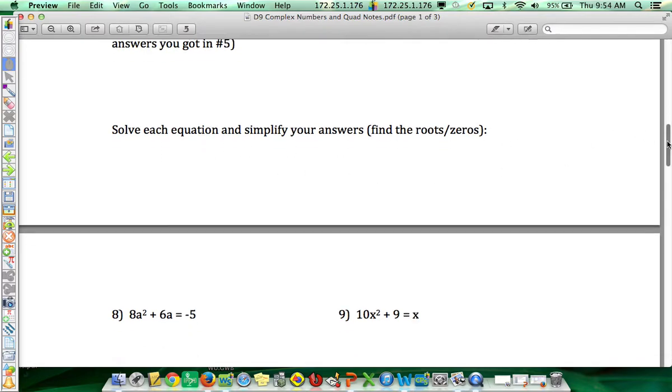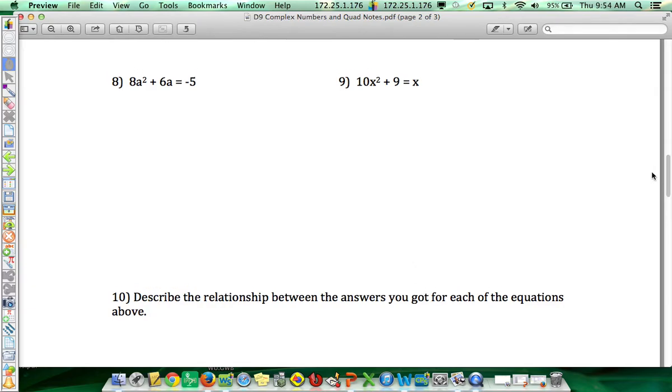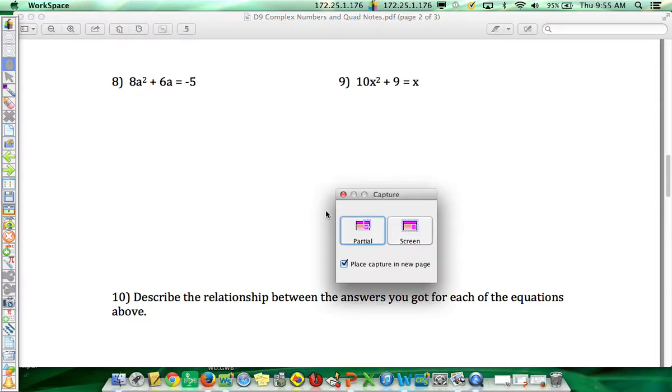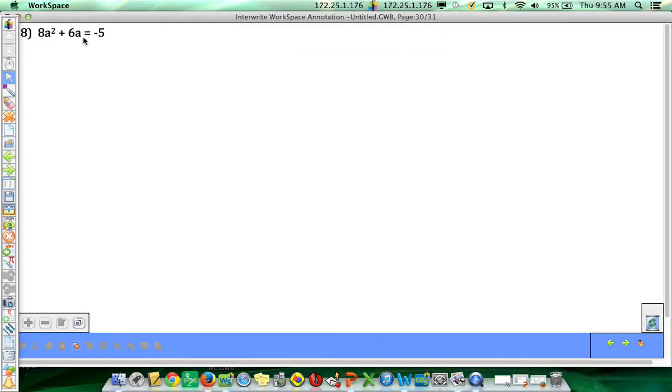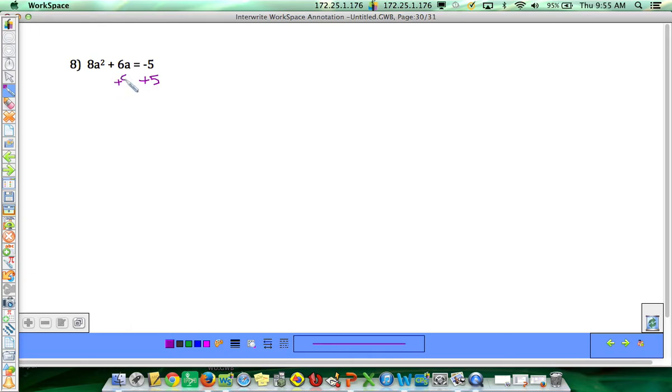Okay, solve each equation and simplify your answers. Find the zeros. Okay, so to solve these, I'm going to start with number 8 here on a separate sheet of paper. Okay, to solve this, remember you have to make sure first that your equation is set equal to 0. So you want to add 5 to each side so that all the terms are on one side. 8a squared plus 6a plus 5 equals 0. Okay? Once it's in that form, then you can use the quadratic formula. a will be 8, b will be 6, and c will equal 5.